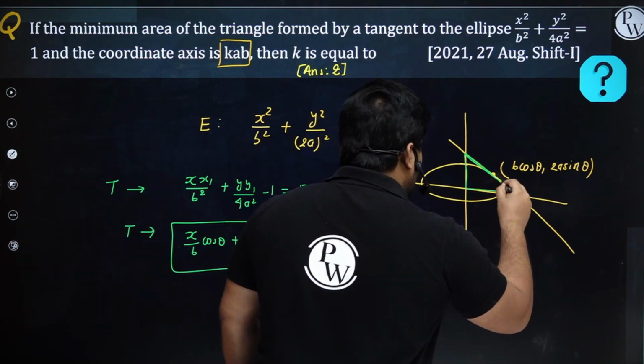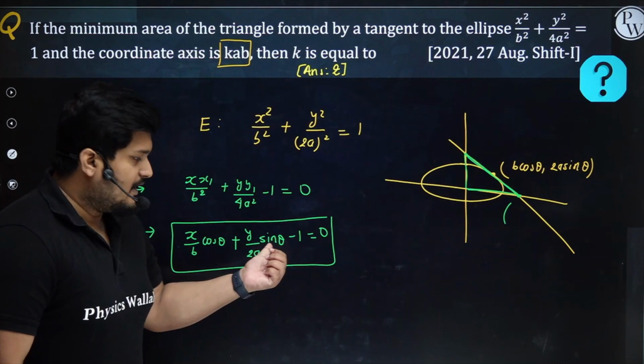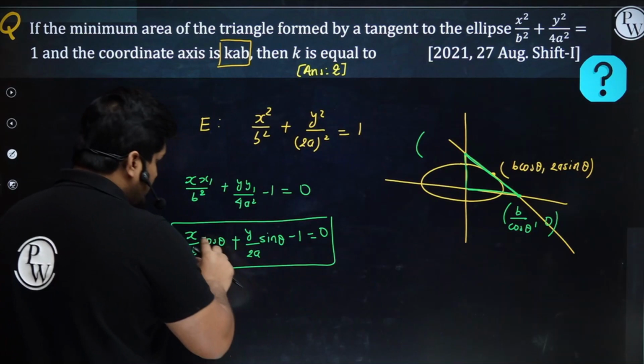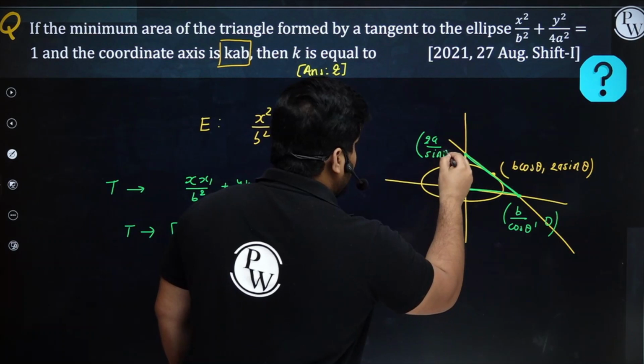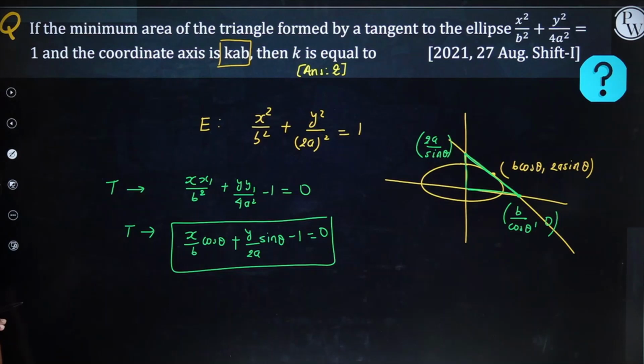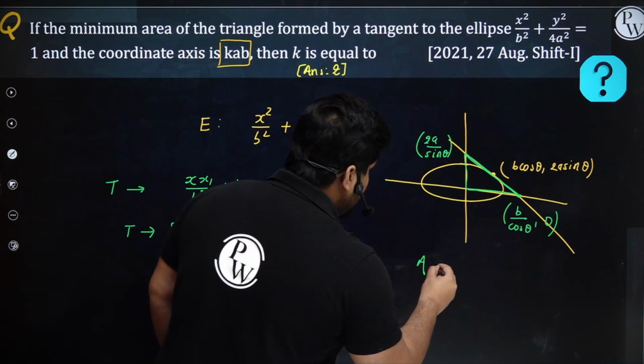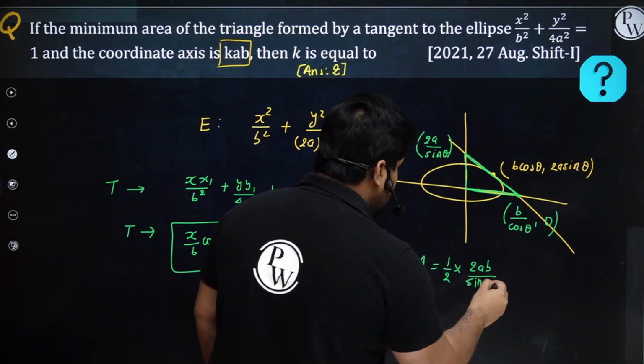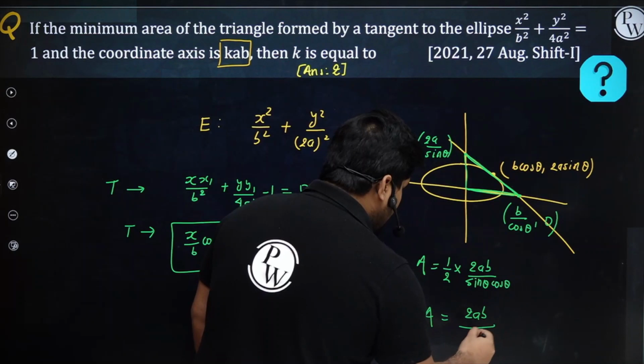Let's find the intercepts. If you put y equal to 0 here, what will be x? b upon cos theta, so b upon cos theta comma 0. And if you put x equal to 0 here, what will be y? 2a upon sin theta. So we have both coordinates, and we can find this area now. This area will be equal to half of b upon cos theta times 2a upon sin theta, so 2ab divided by sin theta cos theta, which is 2ab divided by sin 2 theta.